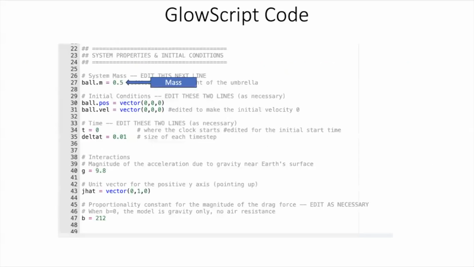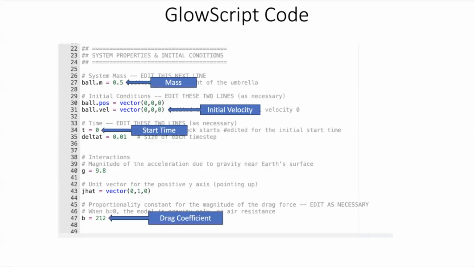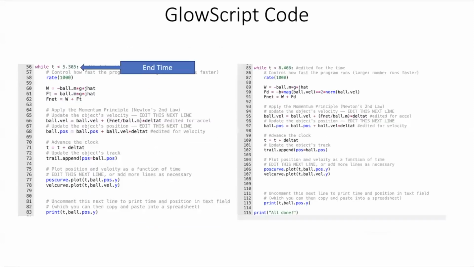Line 27 was changed for mass. Line 31 was changed for initial velocity. Line 34 was changed for start time. And line 47 was changed for drag coefficient. Line 56 was changed for end time. Lines 60 to 62 were changed for force. Line 66 was changed for velocity.